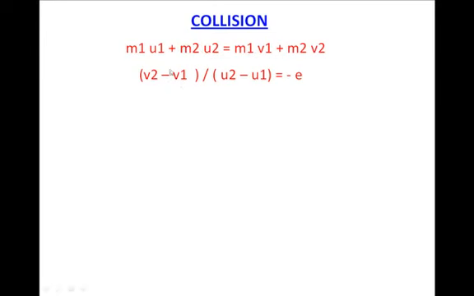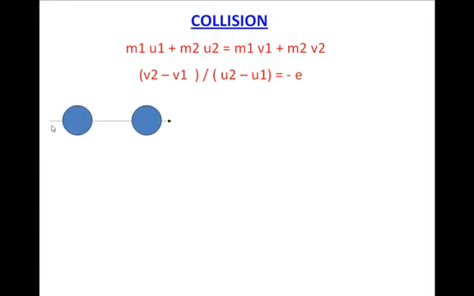And the second equation says that (v2 minus v1), the velocity of separation, divided by (u2 minus u1), the velocity of approach, is constant and is equal to minus e, where e is called the coefficient of restitution. If the impact or collision is elastic, then e is 1, and if it is plastic, then e is 0. All the problems which we are going to do, we will be able to solve using these two equations.